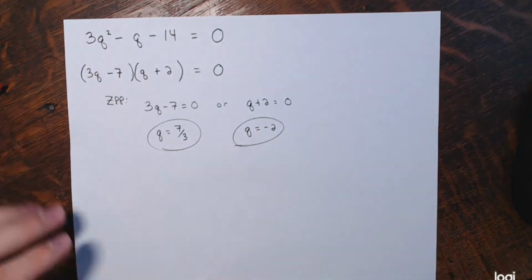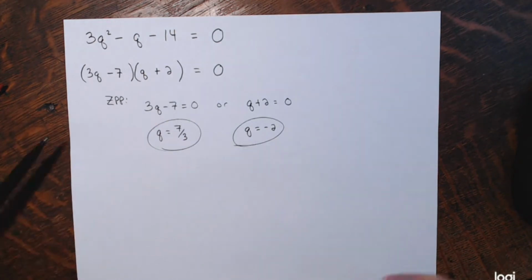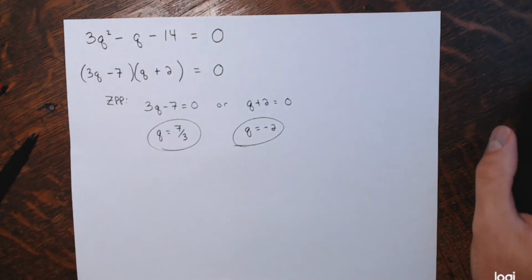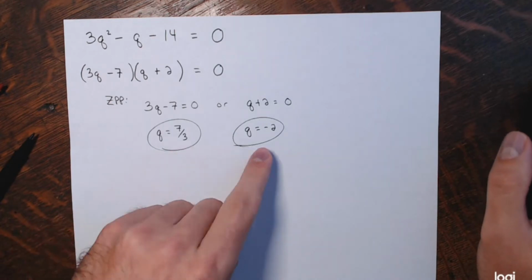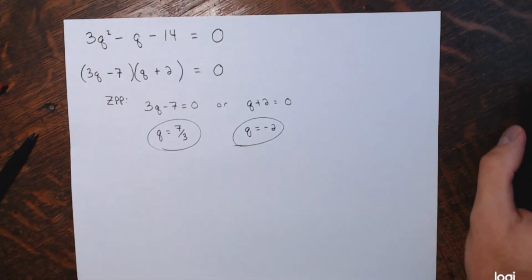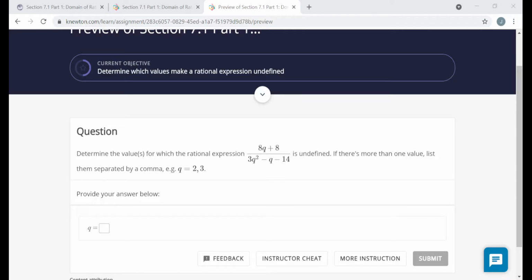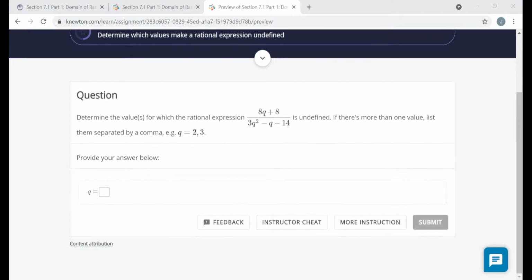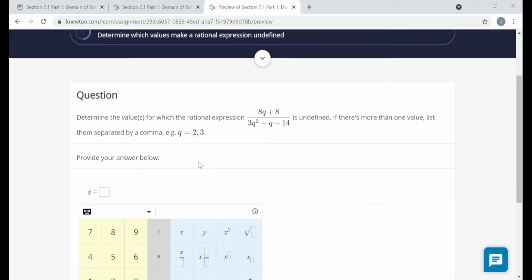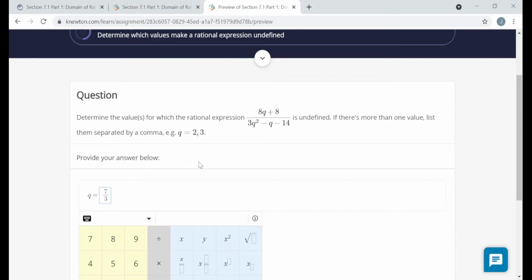And check them, make sure that they're actually making that denominator 0, and they should. So these are the values I'm looking for, 7/3 and negative 2. And those are the values that I can't plug in for q because they would make me divide by 0 and make the expression have no value, be undefined. But 7/3, comma, negative 2.